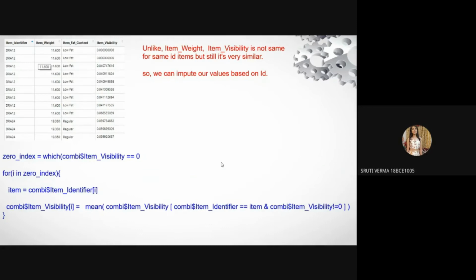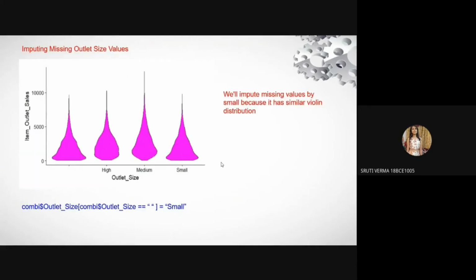Unlike the item weight, item visibility is not the same for the same ID items, but still it's very similar. So we can impute our values based upon ID. Imputing the missing outlet size values. We'll impute the missing values by small because it has a similar violin distribution.